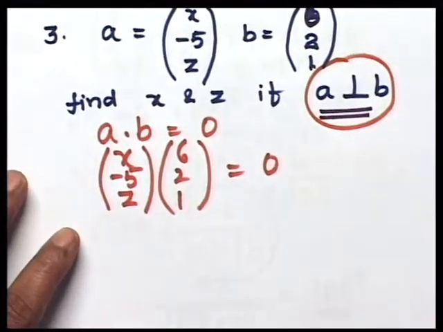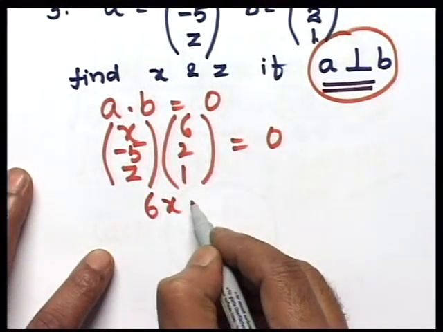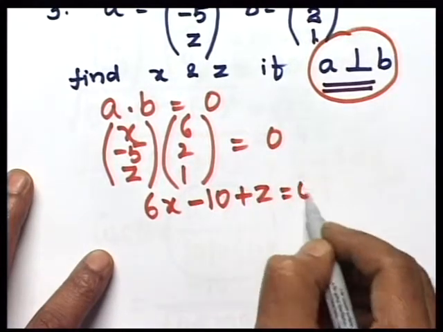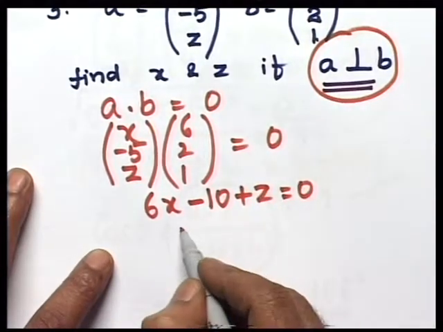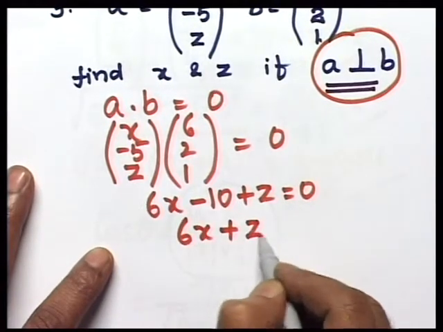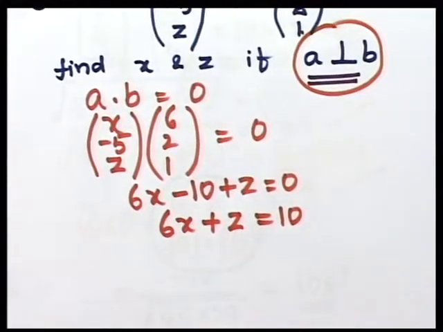We have an equation in x and z. So 6x minus 10 plus z equals 0. Take the z to the right hand side, the minus 10 to the right hand side. 6x plus z equals 10. Now the question is, the x and z values can take any value because there are infinite number of lines like that, okay?